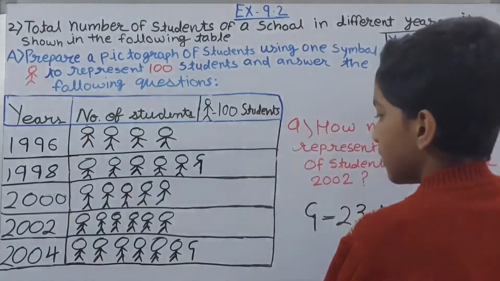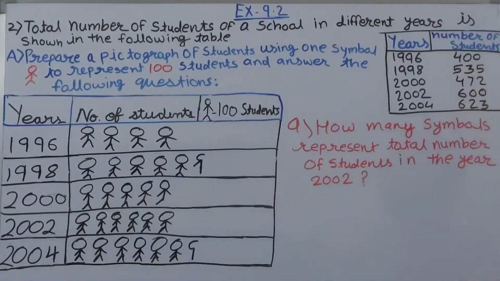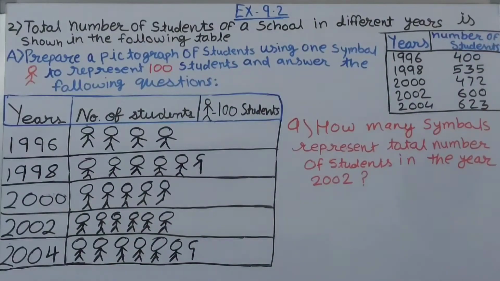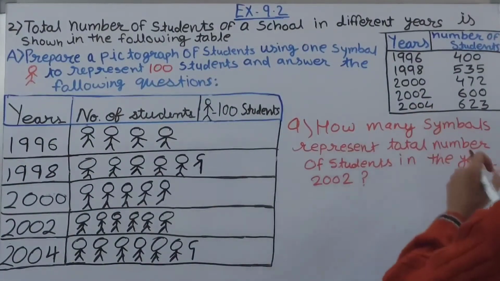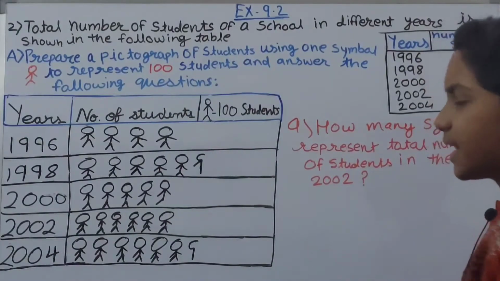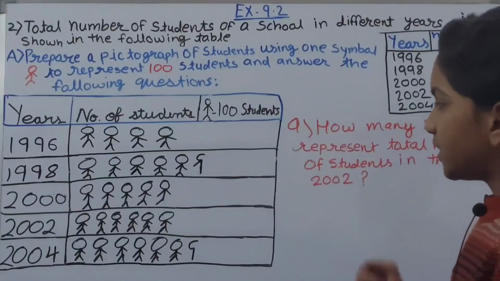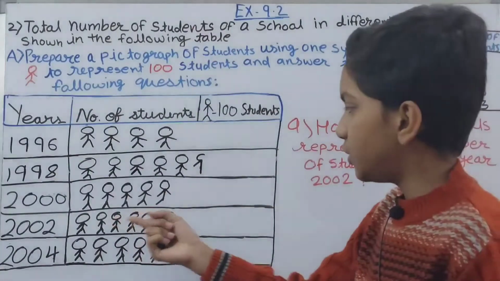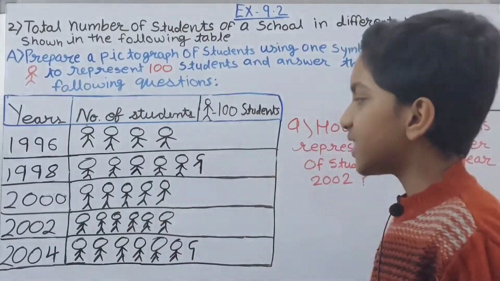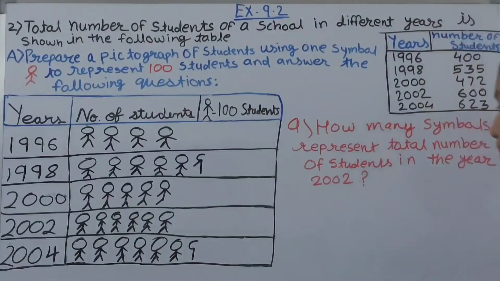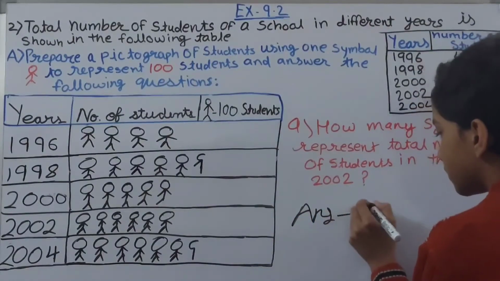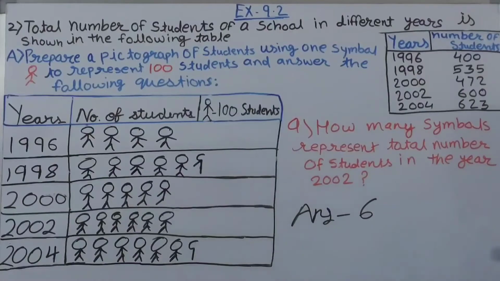like this. Alright. So now friends, let us move on to the next part which says answer the following questions. So the first question says, how many symbols represent the total number of students in the year 2002? So you can see over here in the year 2002, you can see 1, 2, 3, 4, 5 and 6. So 6 symbols are representing the number of students in the year 2002. So 6 over here.